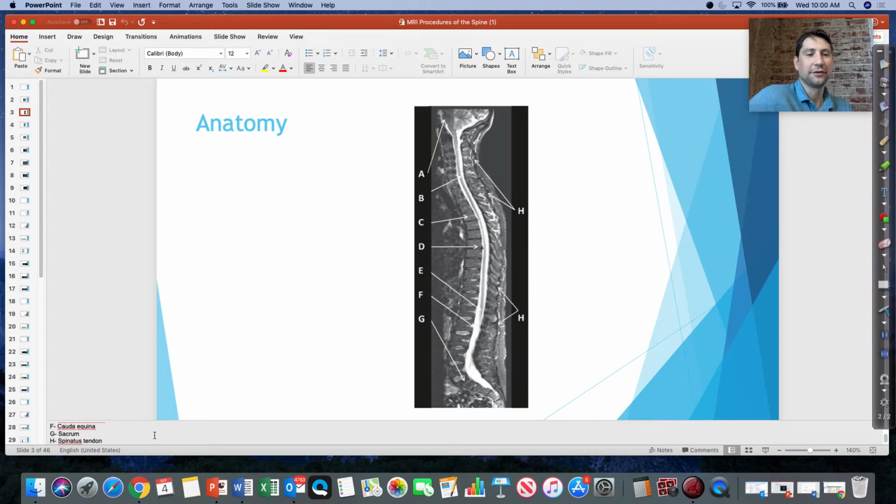H is your supraspinous tendon. So you have your spinous process back here, and your supraspinous tendon runs the length of all the spinous processes. Tendons are always going to appear very dark on MR images because they don't have many hydrogen protons. So your ligaments and tendons are always going to be dark, along with air and metal susceptibility artifact.